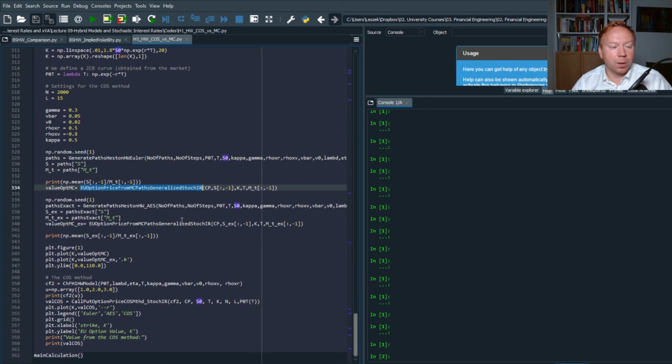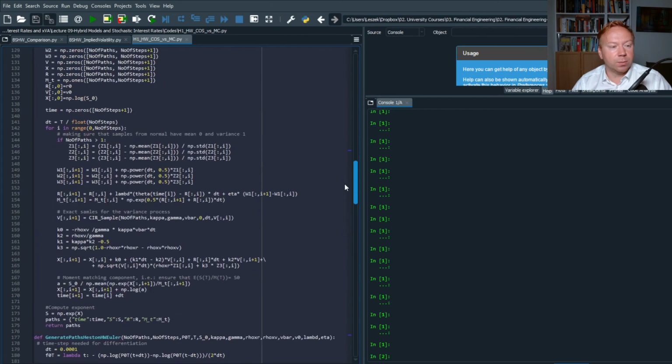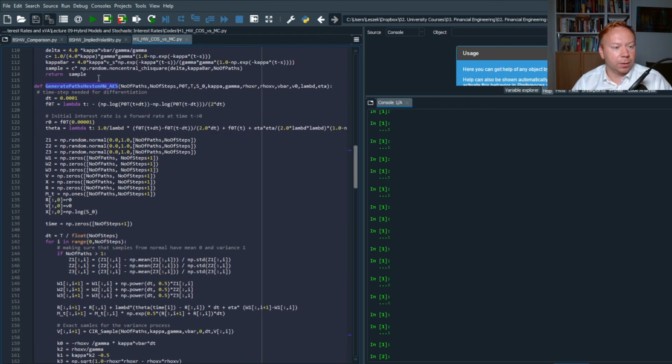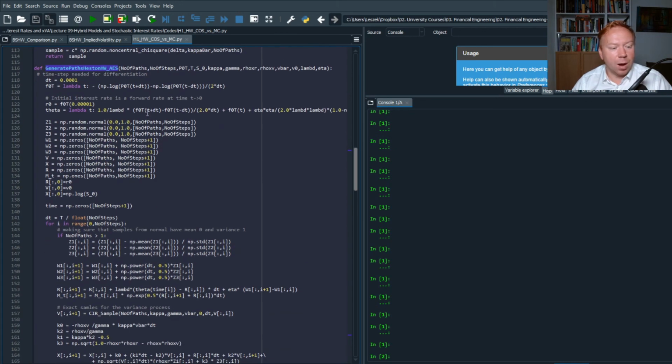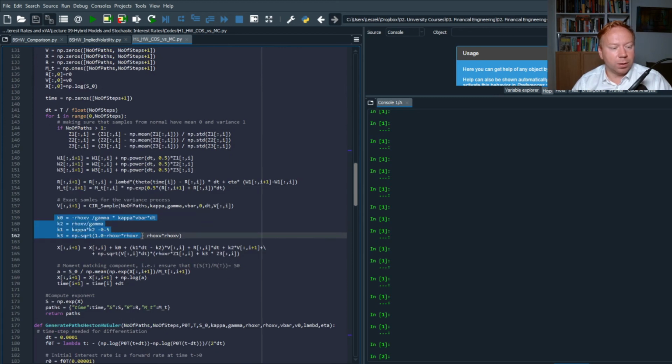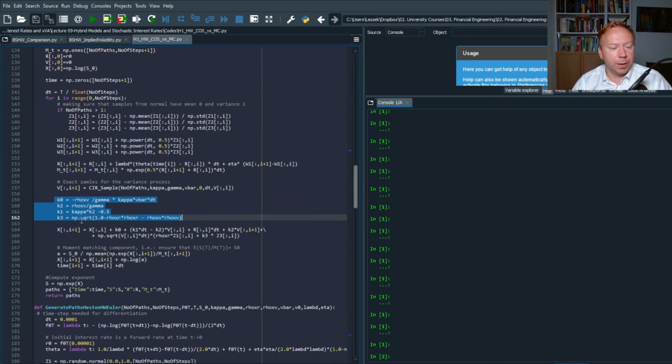This is the part where we evaluate option prices for the paths. Then here we have almost exact simulation of the Heston-Hull-White model. There are a few lines of code here, but we still simulate Brownian motions, and then we have this discretization for X. Here we have also discretization for R, and we also need to perform the variance sampling from the CIR.